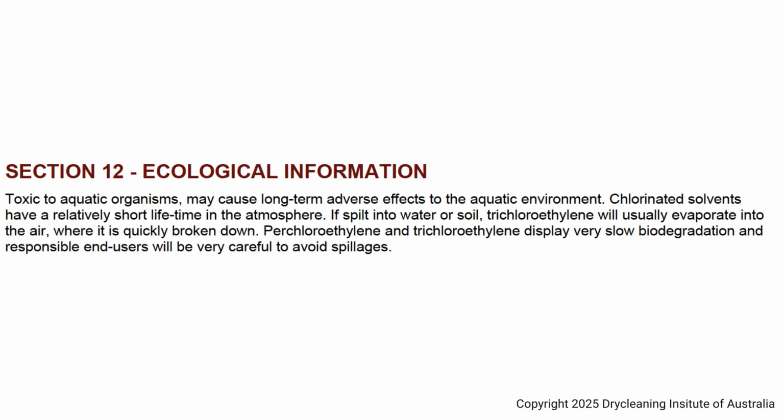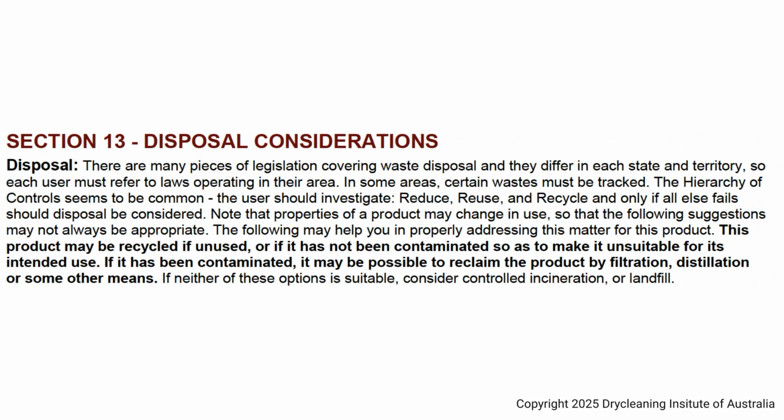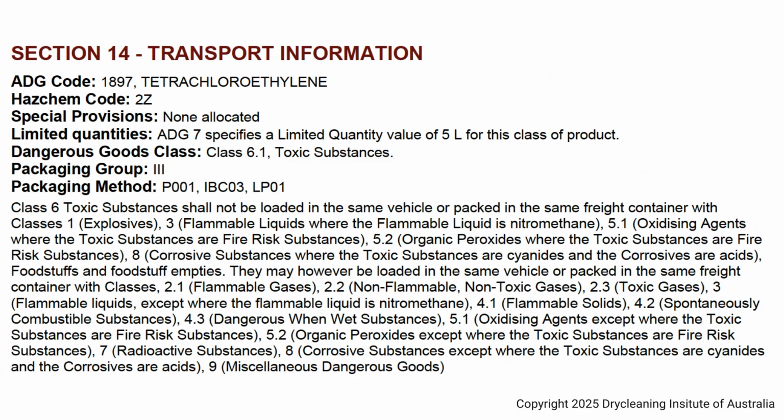Section 12, Ecological Information, provides detailed information on the ecological hazard properties of the chemical. Section 13, Disposal Considerations, explains how the chemical should be disposed of correctly or recycled or reclaimed. Section 14, Transport Information, contains basic classification information like UN number and transport hazard classes and packing groups that relate to the transport of the chemical by road, rail, sea, or air.